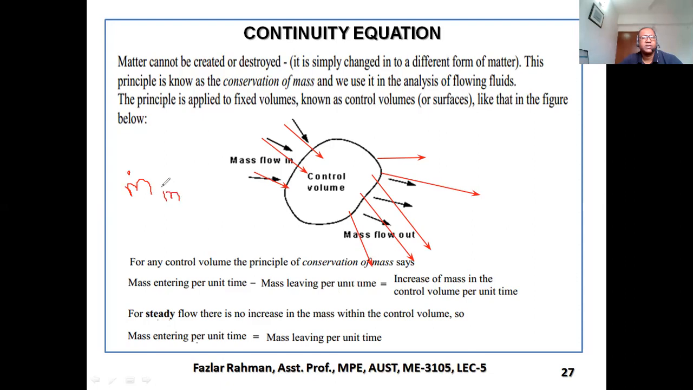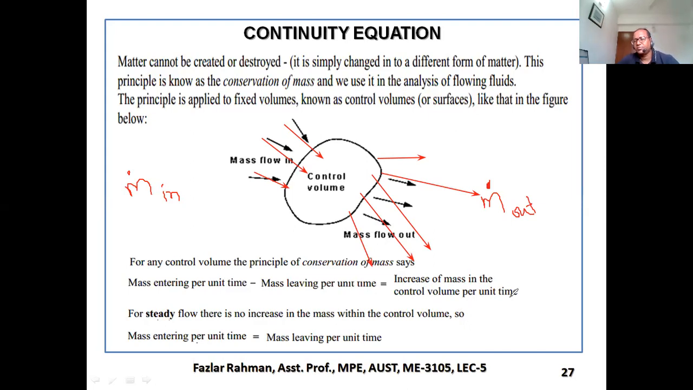So we can say m dot in, and for the mass getting out, m dot out. That means this mass is getting out from the control volume, and this mass is coming inside the control volume. So how much mass is increasing? You can just figure out m dot in minus m dot out, right? So m dot in minus m dot out will give you the increase of mass in the control volume per unit time.